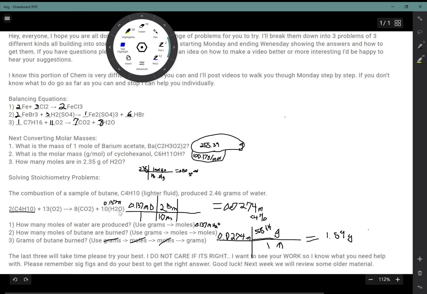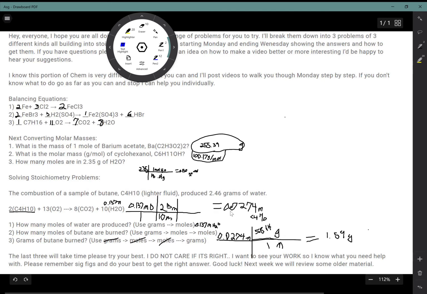No, because you divide by what you have. We're saying for every 10 of these, we have 2 of these. So divide by 10. So 10 H2O, 1.37 moles of H2O. The H2Os cancel, and now we can have a totally different unit, which is butane. Okay, so divide by 10, multiply by 2.